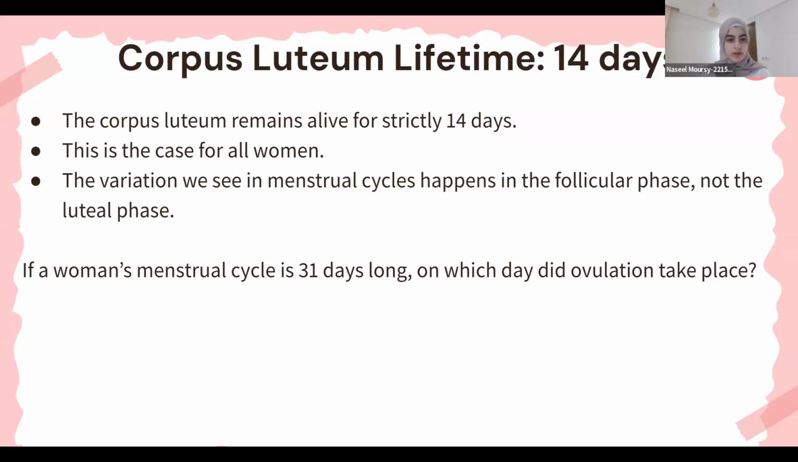So can you guys try to figure this out? Because let's say a couple is trying to get pregnant, okay? They will want to predict when the woman would ovulate, correct? So how can they do that?